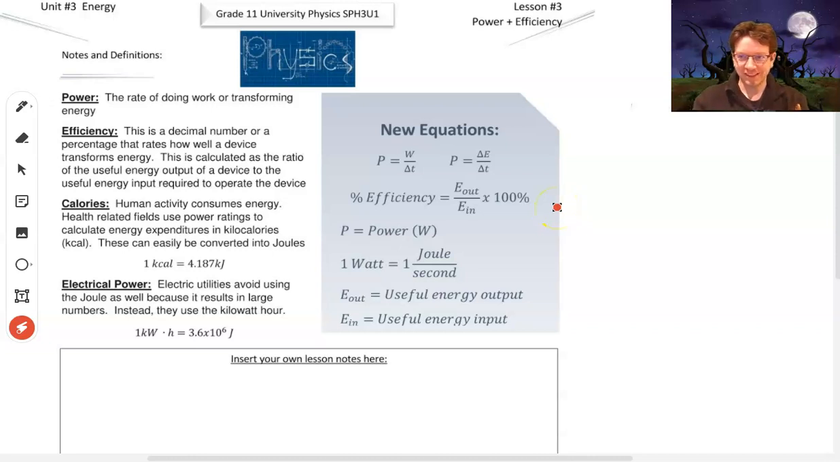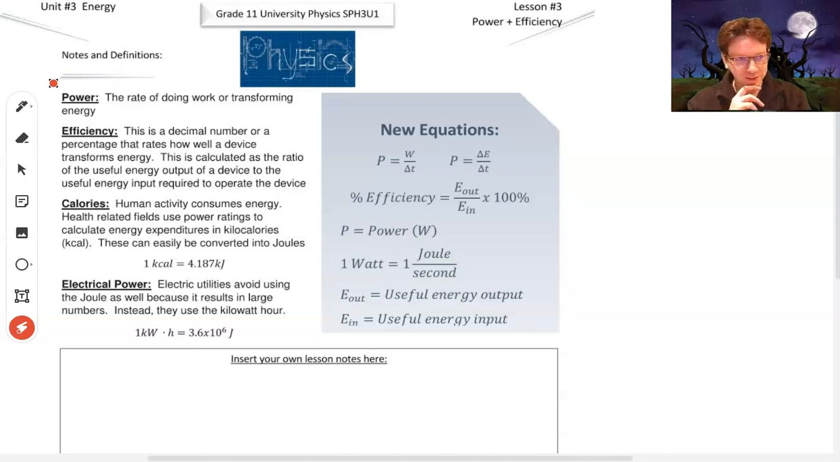All right, so this is lesson 3. We're going to learn about power and efficiency. So first, power. Think of this: we've learned about energy in terms of joules. Now, if you go to a store and buy a light bulb, radiant energy is measured in joules, just like any other energy.